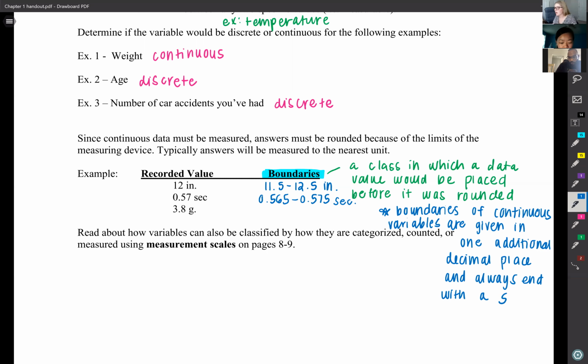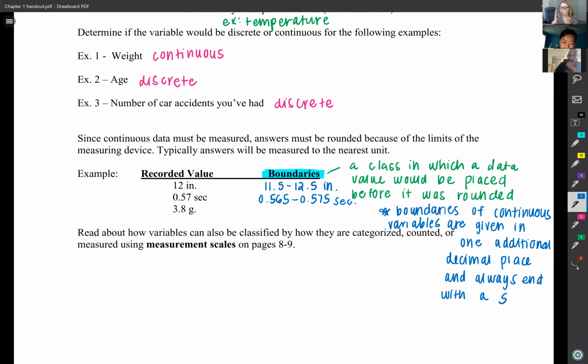So you can see it's really just giving an interval that your value could be from. So if your device recorded something as 0.57 seconds, all it's saying is that what was recorded could have been anywhere from 0.565 to 0.575 seconds, and it was just rounded. That's all it's saying. So for the next one, it's 3.8 grams.